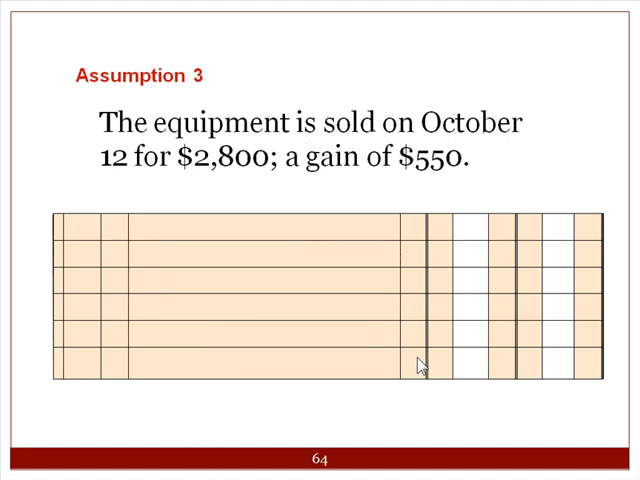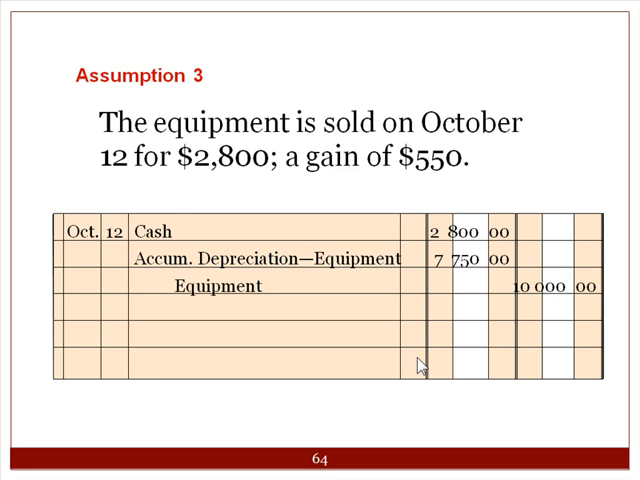Now we sold it for a gain. Same kind of thing. We got cash at $2,800. We know what the accumulated depreciation was. We know what the equipment was, and the difference is gain.